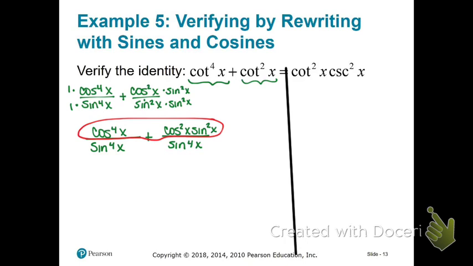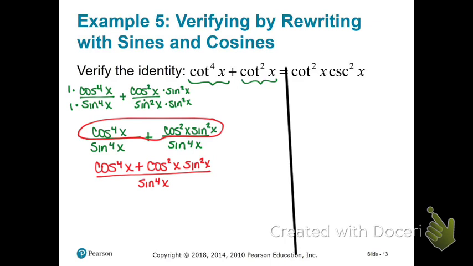All right, so we added our numerators over our common denominator. And is that where we were? All right, so look at the numerator. What can we do to it?